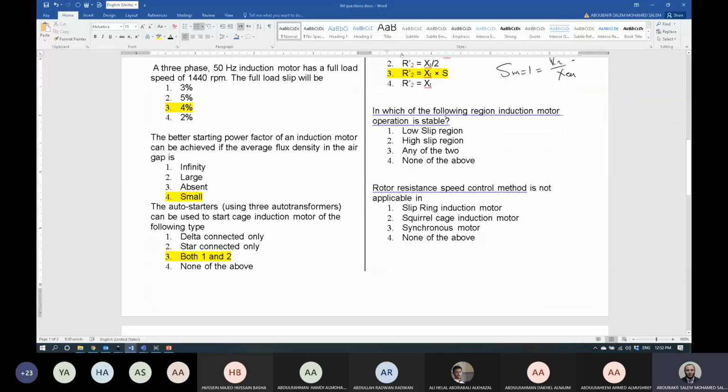In which of the following regions is induction motor operation stable? We discussed the stability of induction motor and said the low slip region. Exactly. Last question: rotor resistance speed control method is not applicable in which motor? Squirrel cage induction motor. Exactly, because in a squirrel cage we cannot add resistance.